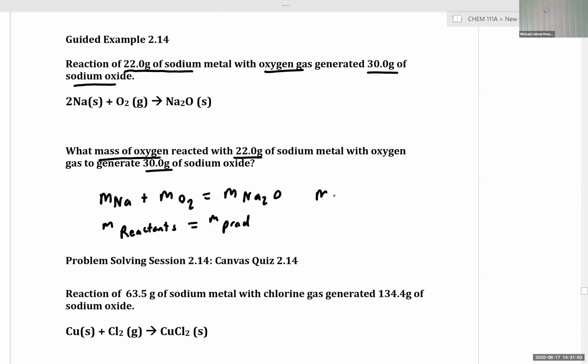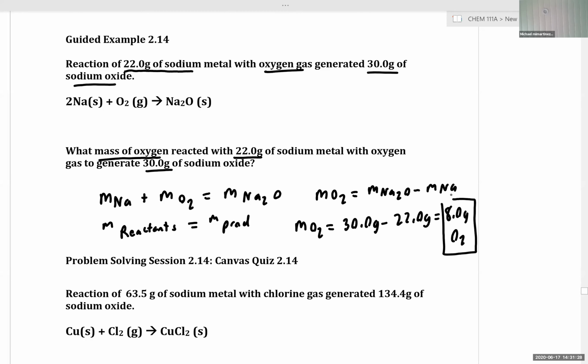So then, solving for the mass of oxygen, we take the mass of sodium oxide minus the mass of sodium. So the mass of oxygen is equal to 30.0 grams minus 22.0 grams, which gives us 8.0 grams of oxygen.